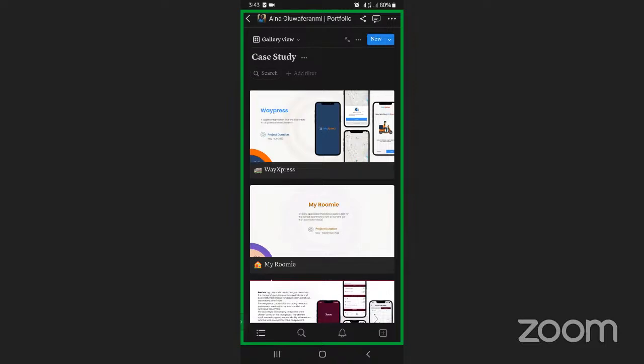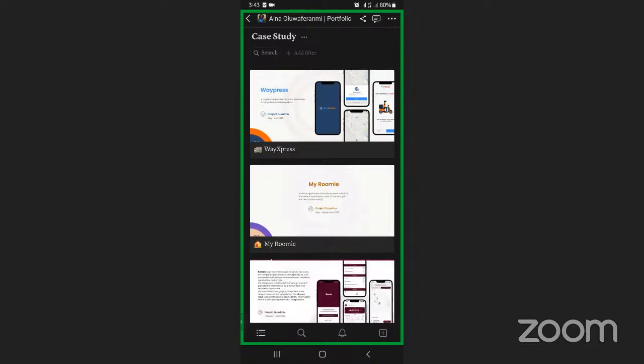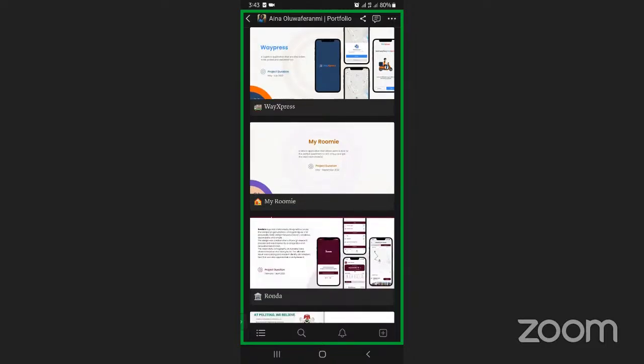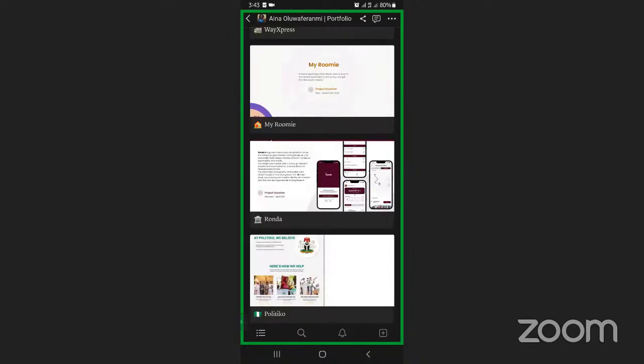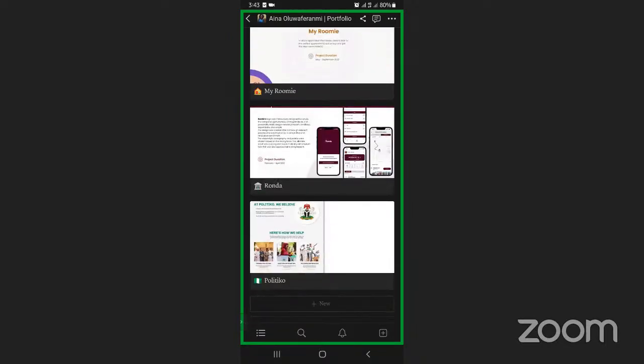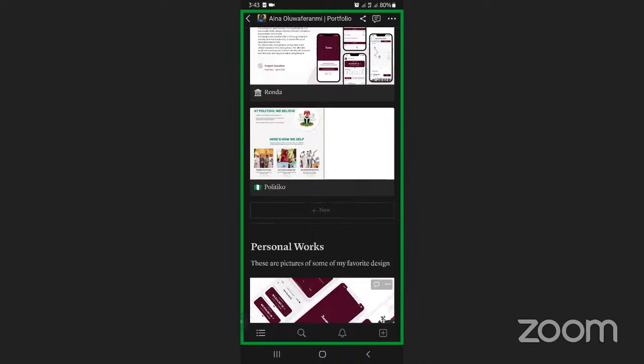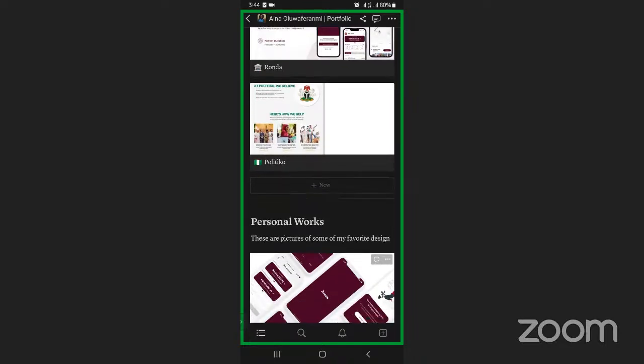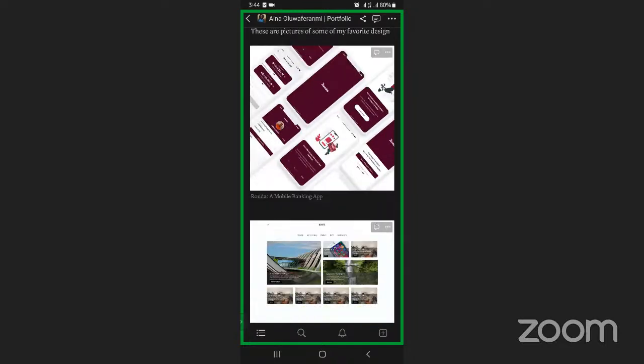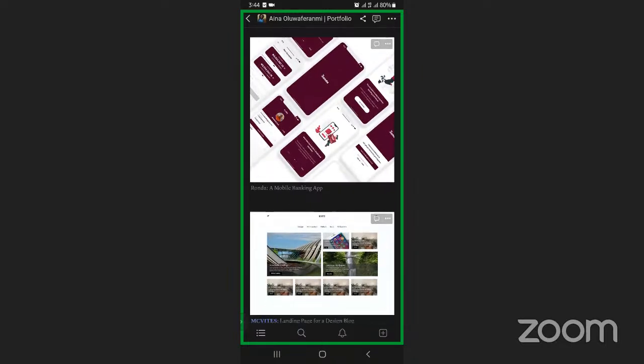Way Express is a logistics application. My Roomie is an application that helps you find apartments or roommates. Rwanda application is a mobile banking application. Politico is a politics awareness website. Yes, the website. So these are the designs I've done, and I use Figma for every one of them.